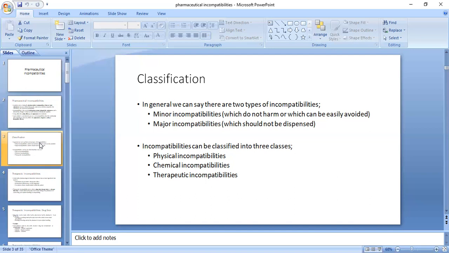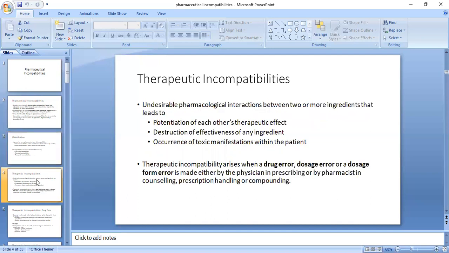Incompatibilities can be classified into three classes: physical incompatibilities, chemical incompatibilities, and therapeutic incompatibilities. So, these three main categories are used to classify the incompatibilities. Now we are discussing therapeutic incompatibilities.